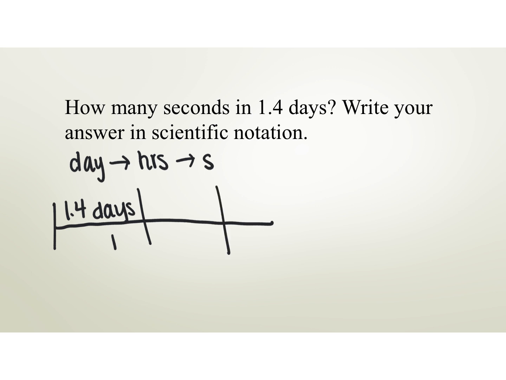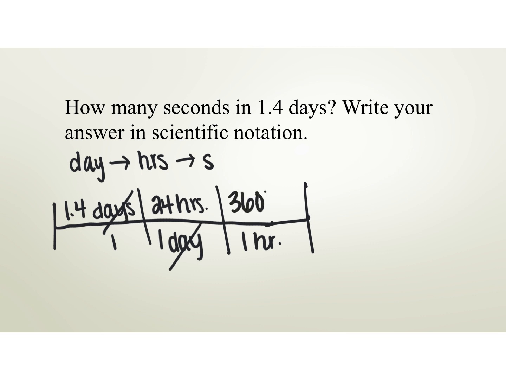What goes in the next bottom box? Okay, 1 day. What goes in that top box? Okay. So days cancel, we're in hours. What goes in the next box? Let's do the bottom box. Okay, 1 hour. How many seconds are in an hour? Good. Okay, 3,600 seconds in an hour.